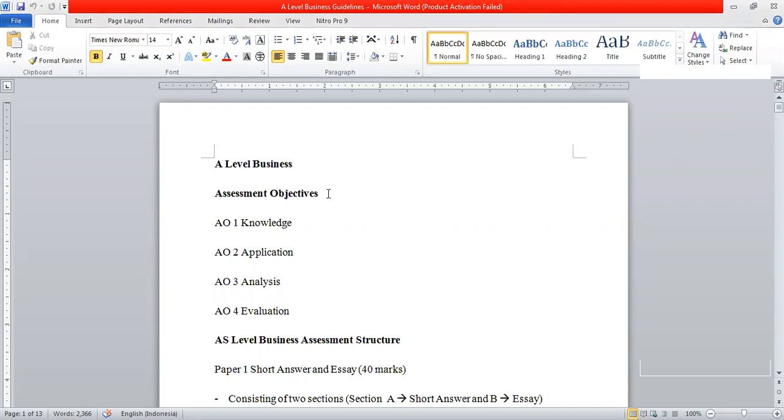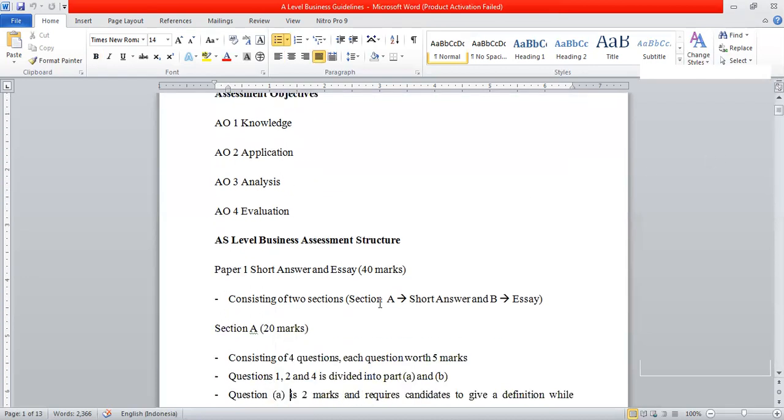So first, let us review again the assessment objectives in AS level. We have knowledge as AO1, application is AO2, analysis is AO3, and evaluation is AO4. We have discussed it when we tackled the syllabus. So today our main focus is the assessment itself.